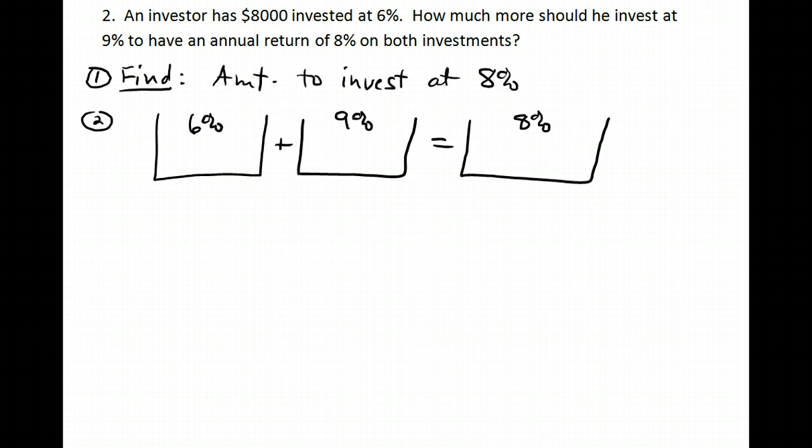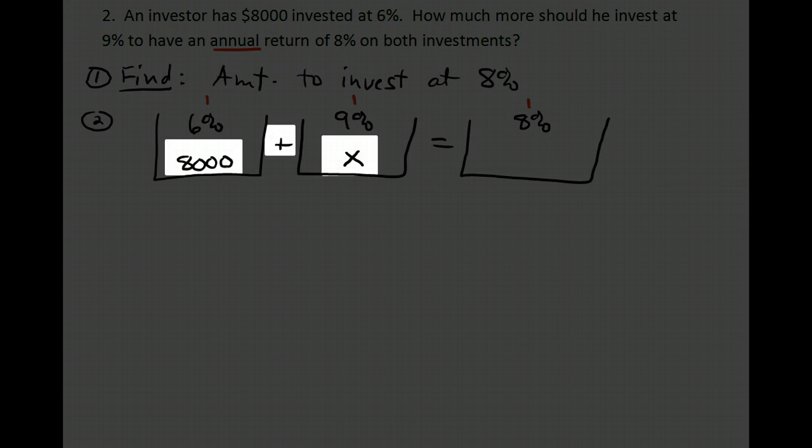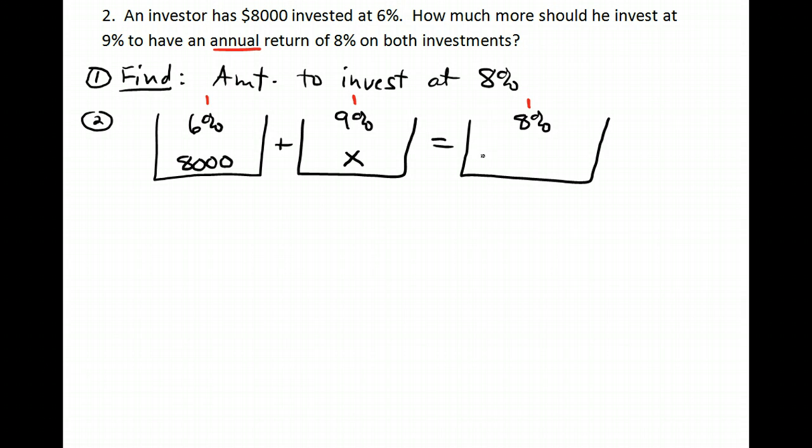Now, because it says annual, my time here is 1 because of the word annual. It's 1 year. I oftentimes don't even write the percents there if it's annual, but we'll go ahead and write them there just to keep that in mind. Now, it says I've got 8,000 invested at 6%. I don't know how much I need to invest at 9%, but if I look at 8,000 plus X, that's what I have all together, my $8,000 plus whatever I invest in the 9% account.